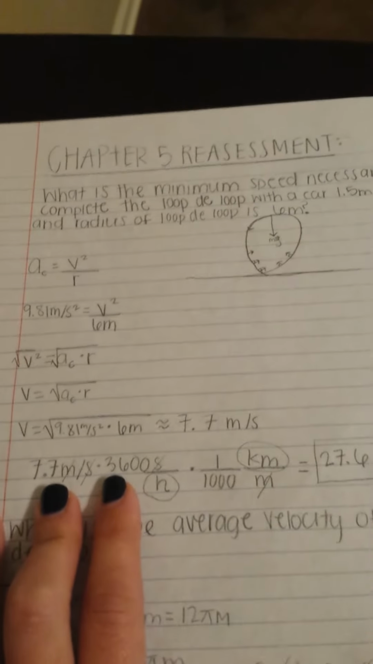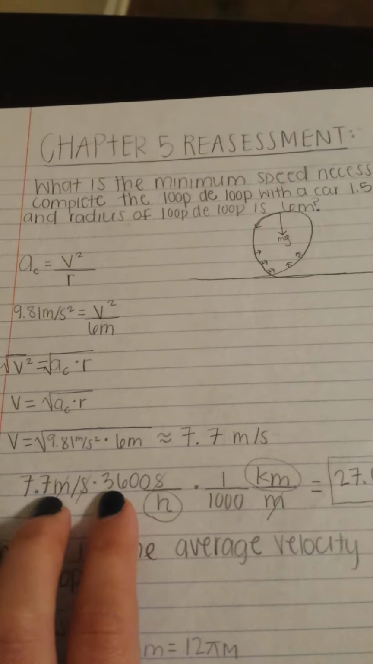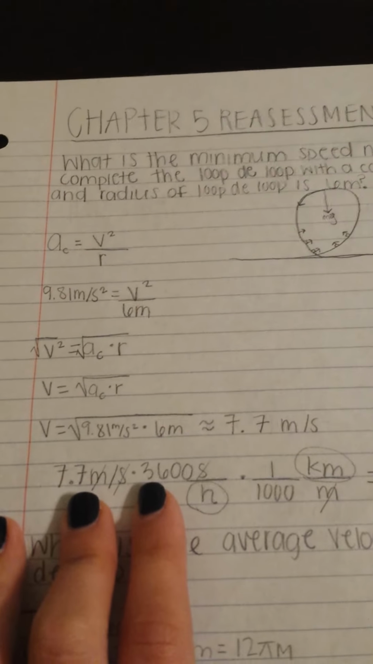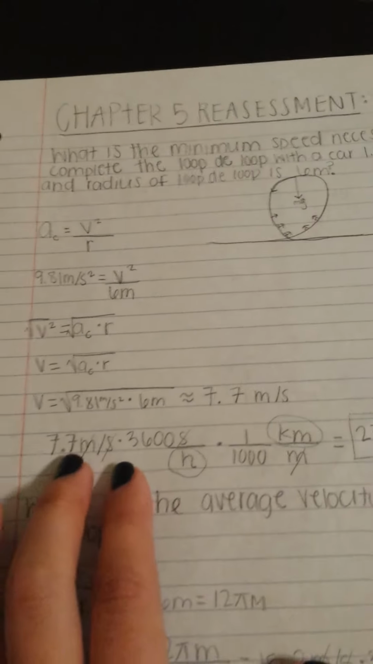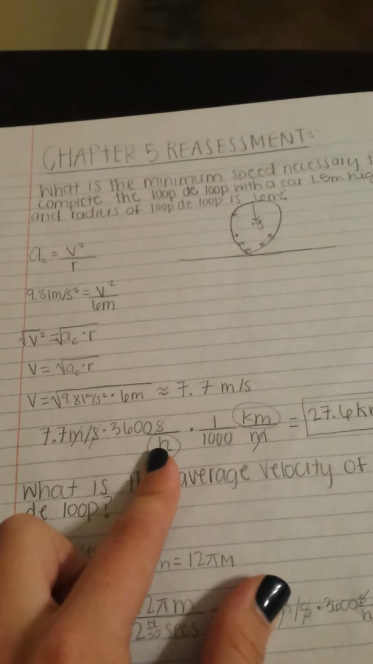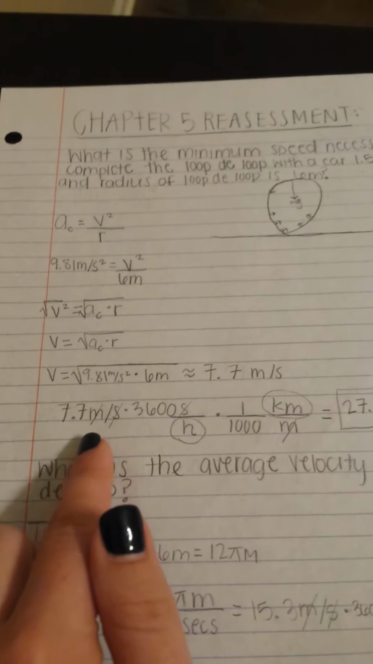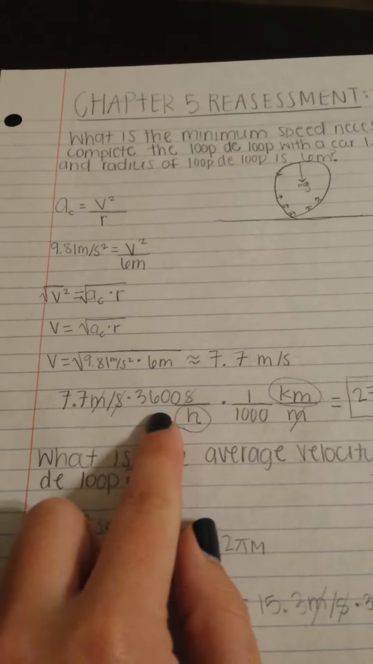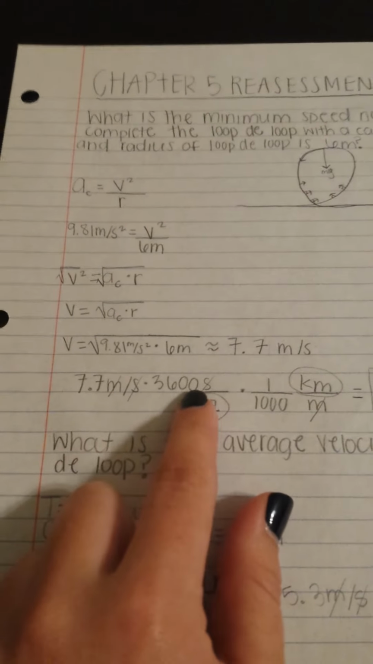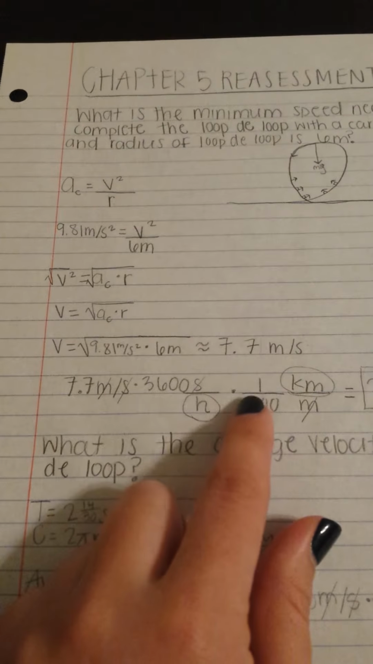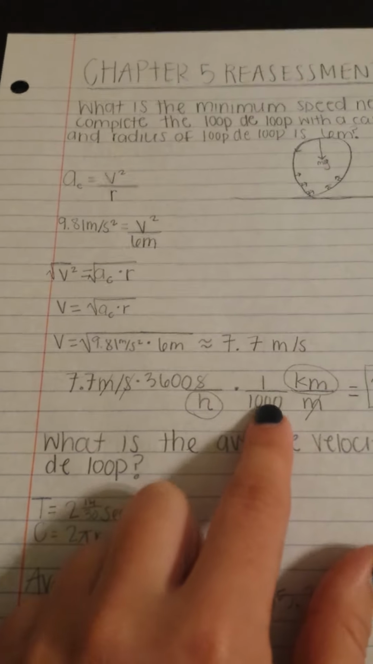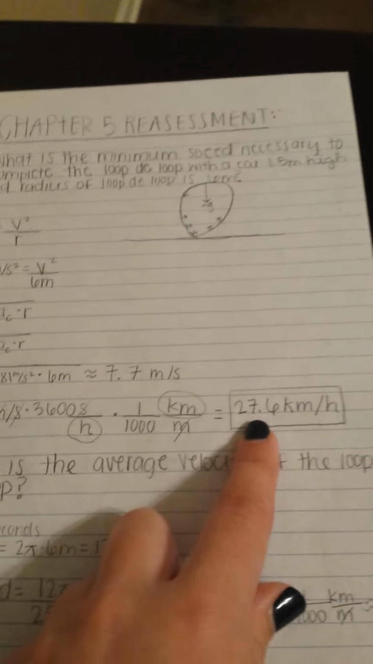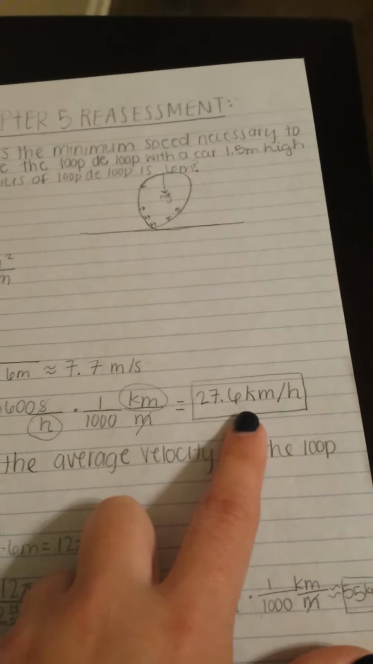So that would be the velocity at the very top of the circle, which is the very minimum speed which it needs to get around the loop-de-loop. And we can convert that into kilometers per hour, which is what we're used to when driving a car. So I multiplied that by 3,600 seconds in an hour times 1 over 1,000, because there's 1 kilometer in 1,000 meters, and that gives you approximately 27.6 kilometers per hour.